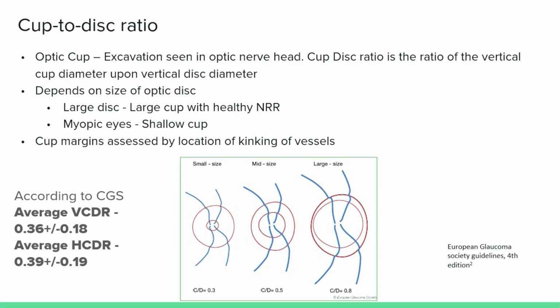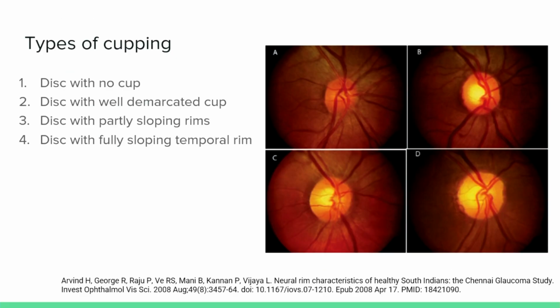Now, according to Chennai Glaucoma Study, the average vertical cup disc ratio is 0.36 and average horizontal cup disc ratio is 0.39. Now, what are the types of cupping? According to Chennai Glaucoma Study, there are 4 types of cupping: a disc with no cup, a disc with well demarcated cup, a disc with partly sloping rims, and a disc with fully sloping temporal rims.